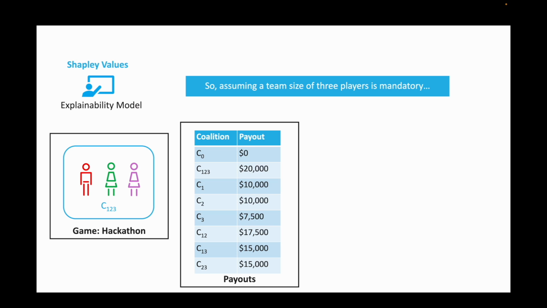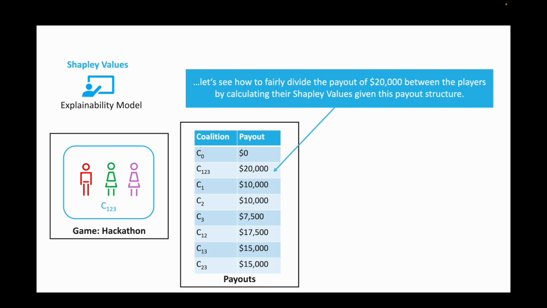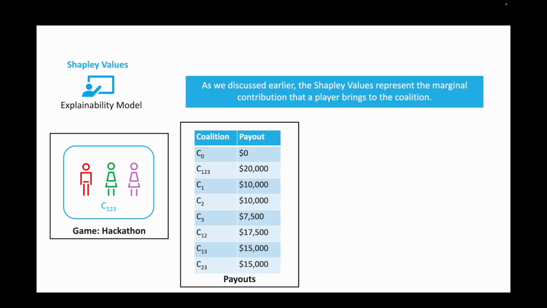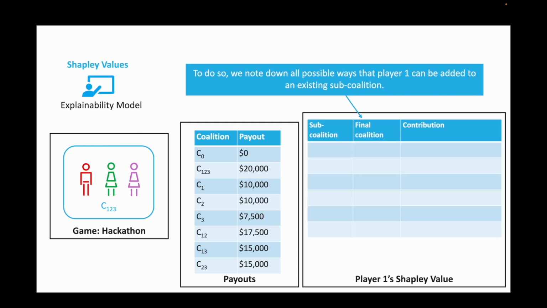So, assuming a team size of 3 players is mandatory, let's see how to fairly divide the payout of $20,000 between the players by calculating their Shapley values given this payout structure. As we discussed earlier, the Shapley values represent the marginal contribution that a player brings to the coalition. So let's calculate for player 1 how much they contribute on average when joining an existing subcoalition. To do so, we note down all possible ways that player 1 can be added to an existing subcoalition.